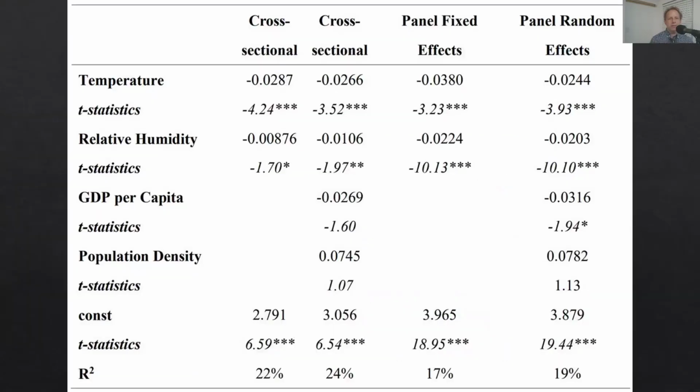So here's where the issue is. The graph shows what we call a univariate relationship. A univariate relationship shows the relationship between one independent variable and one dependent variable. And that's what you can normally show in a graph. But in this case, they did a multivariate model in which they looked at temperature and humidity and GDP per capita and population density. And when you put all of those things into the model, then you end up with statistically significant results for temperature and humidity.